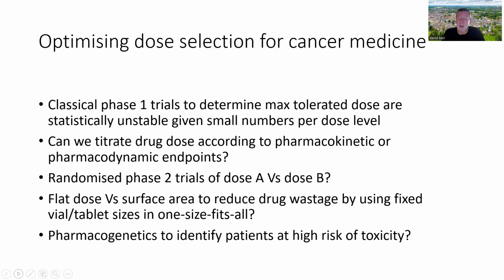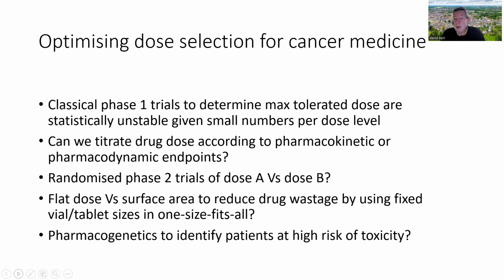So these are the topics that I'd like to discuss in a little more detail. Classical phase 1 trials to determine the maximum tolerated dose. These are something that I started doing 40 years ago. And basically, the essential trial structure hasn't really changed since then.